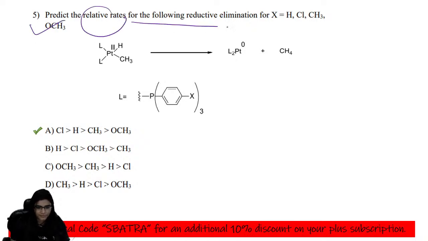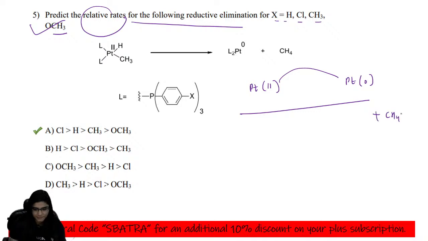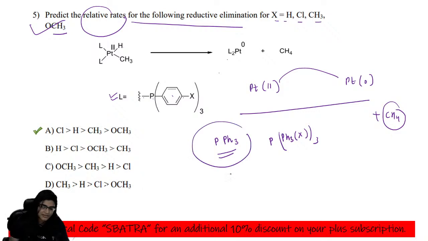Predict the relative rates for the following reductive elimination of X, hydrogen, chlorine, CH3 and OCH3. Now you can see you have platinum in 2 oxidation state and platinum in 0 oxidation state, and the elimination of CH4. This is your ligand, phosphorus, which is attached with this ring over here. That means it's something like PPh3 with X as substituent at the para position. So this type of ligand is a pi acceptor ligand.